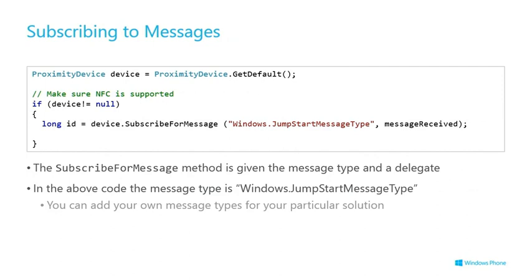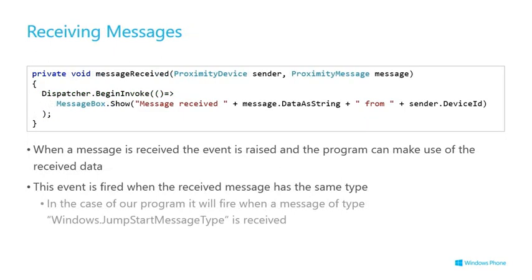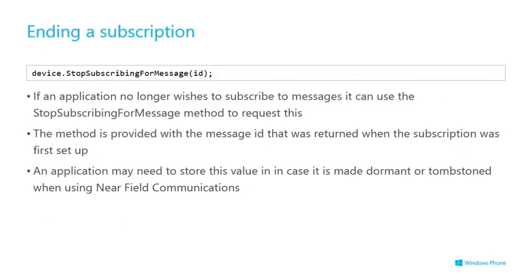So on the receiving side, you'll need to subscribe for message, and obviously it needs to be the same message type. And again, you'll get an ID back, and you need to give it the delegate to a method that will handle that message when it comes in. And in this case, the method is called message received, and that one looks like this. So here we're just simply putting up a message box to say we've received a message, and it came from a sender with this particular device ID. And when you don't want to receive those messages anymore, you call the stop subscribing for message. So it's a mirror image of what you do on the publishing side.